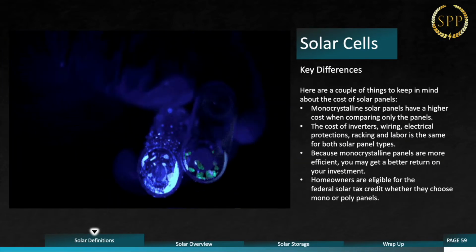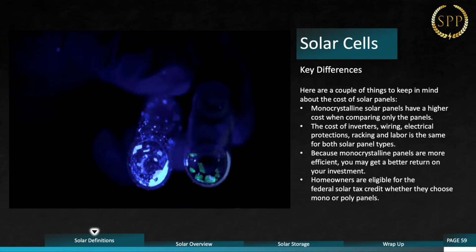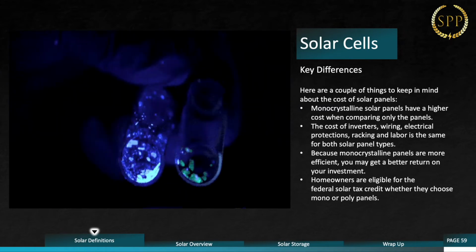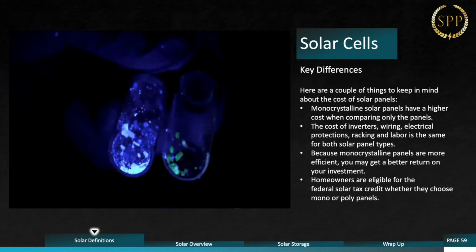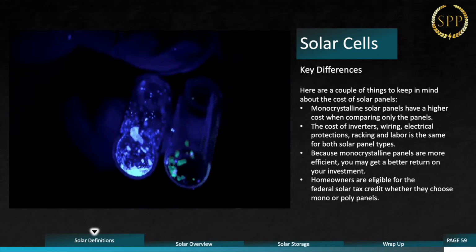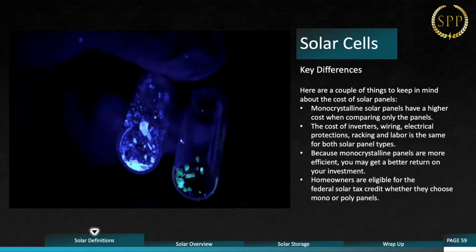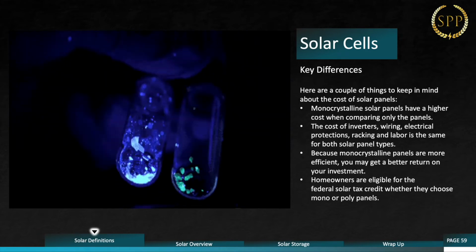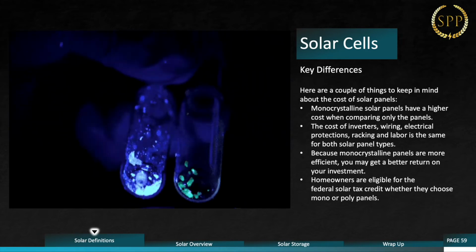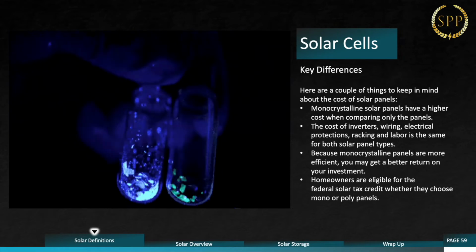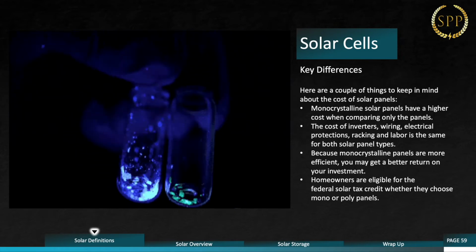Now, let's talk about the key differences between the two. Monocrystalline solar panels have higher costs when compared to other panels. The cost of inverters, wiring, electrical protections, the racking, the labor, all that's the same when you're comparing the panels. So the only thing that changes is the actual price of the panel, not the labor or any of the other components when it comes to installing the solar system.